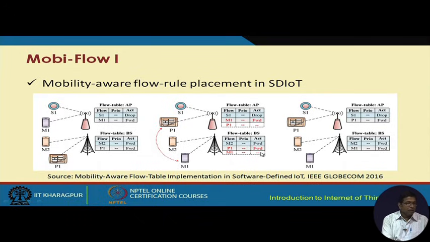But at the same time, we also know that flow table space is very limited. So, we cannot simply have these flow tables grow with the addition of these flow rules. So, what essentially has to be done is a scenario like this. So, how can we do it? This is what MobiFlow talks about.